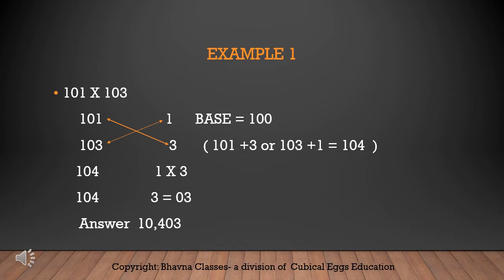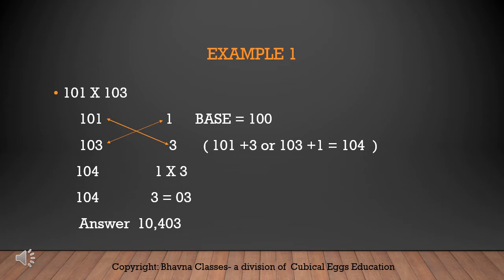Now I need to add 101 and 3, or 103 and 1, in both cases the result is 104, which is my first three digits. And for the last two digits, I'll be multiplying 1 times 3, which is 3. But I have to write 03. Why 03? Because the number of digits is equal to the number of zeros in the base. My base is 100, which has 2 zeros, so it should also have 2 digits. That's why I have to write 3 as 03. And my final result is 10,403.